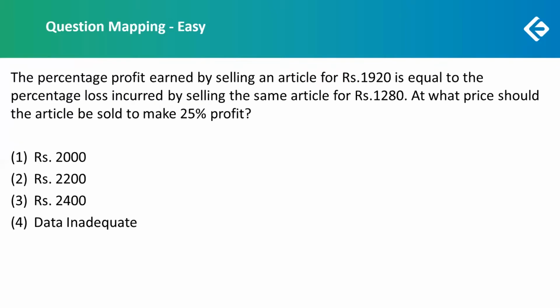Next, percentage profit earned by selling an article. A question on profit and loss. So selling price is given when there is a percentage profit, and selling price is given when there is a percentage loss, and percentage profit is equal to the percentage loss in these cases. So we could have formed a basic equation and therefore found the cost price and therefore found the selling price required to make a 25% profit.